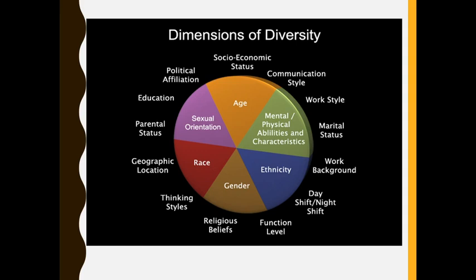So this pie chart shows different dimensions of diversity. So you can see the age, mental or physical abilities and characteristics, ethnicity, gender, race, and sexual orientation. Likewise, the communication style, work style, marital status, work background, the day and night shift, function level, religious belief, thinking styles, geographic location, parental status, education, political affiliation. So all these describe different dimensions of diversity.